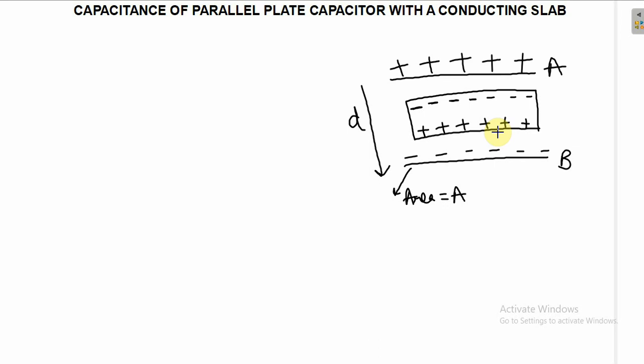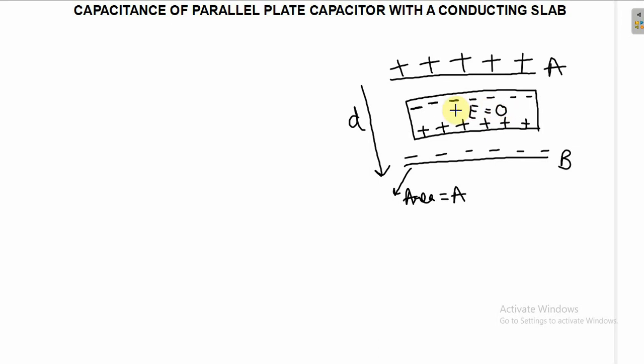As we know, the electric field inside the conductor is 0. So we can see here there are equal numbers of negative and positive charges. So we can say here inside the conducting slab E is equal to 0.